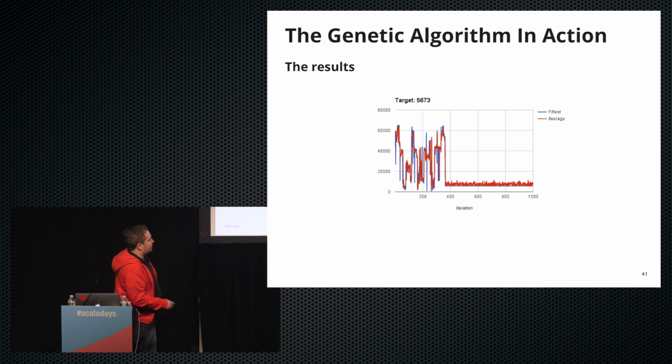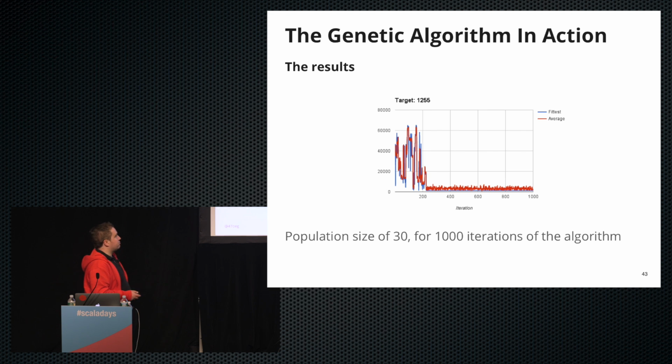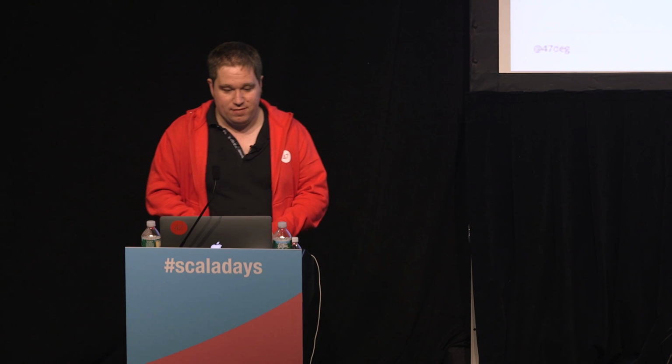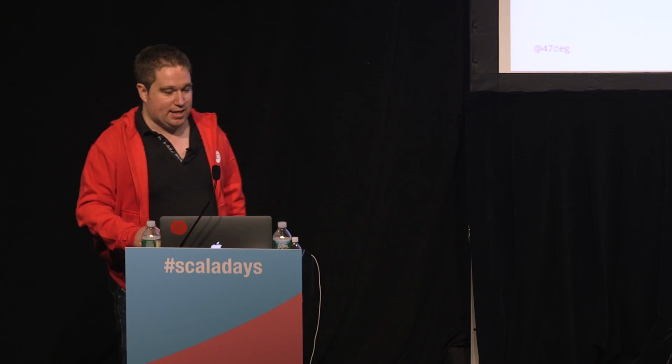And if we just zoom in on that flat line, we can actually see it's not so flat. So even though we're getting closer, there's still quite a bit of variation and noise. And I did this again, just with another number, got similar results. And this was with a population size of 30 for 1,000 iterations of this algorithm. Okay? So let's have a look at maybe a slightly more interesting implementation.